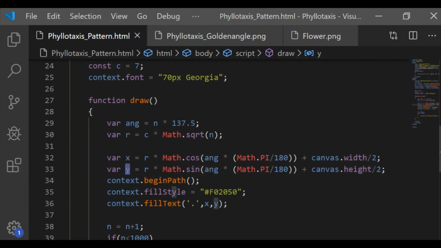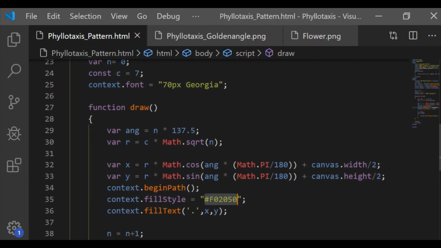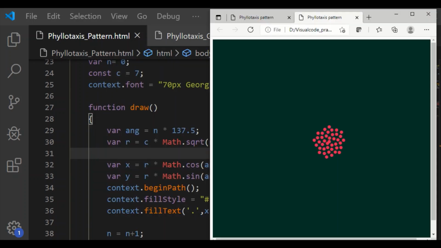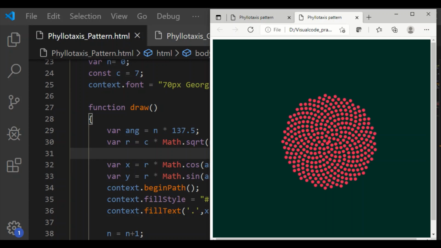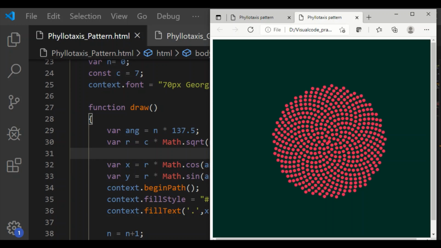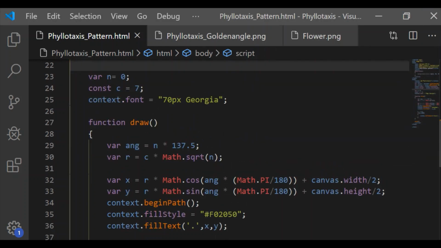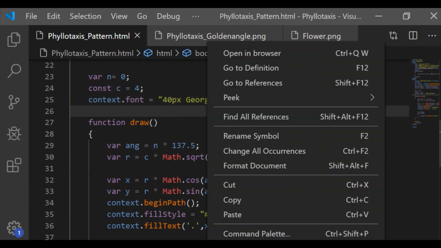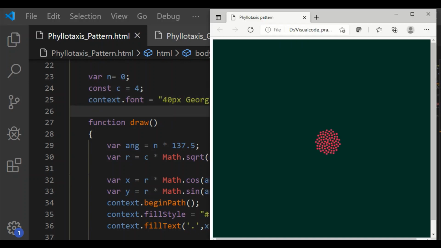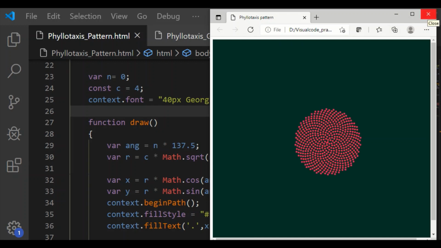The golden angle here is 137.5 degrees and the dot will be placed at x, y of 70 pixel. I have also given the fill style. Now we can see the Phyllotaxis pattern is visible on our canvas. We can change the font and c, as c indicates the spacing between the dots. By changing c and font, we could see the size of our Phyllotaxis pattern is changed.